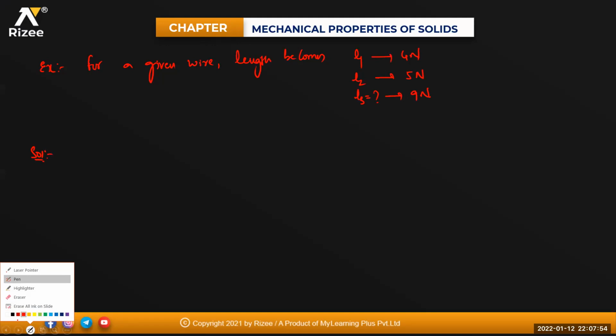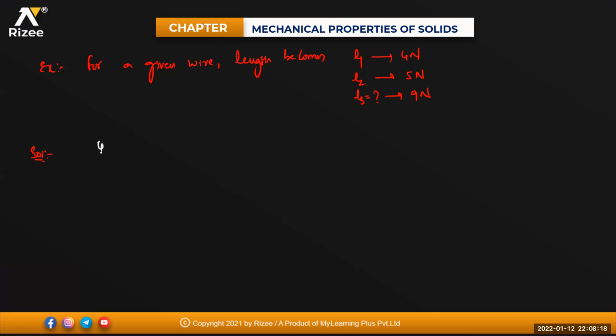For a given wire, L0, that means the initial length, is right now some length. Now when applying a force of 4 Newton, it is becoming L1. When I'm applying a force of 5 Newton, it is becoming L2. When I'm applying a force of 9 Newton, it is becoming L3. What is the value of L3 that is being asked? Done, beta? Is it done?